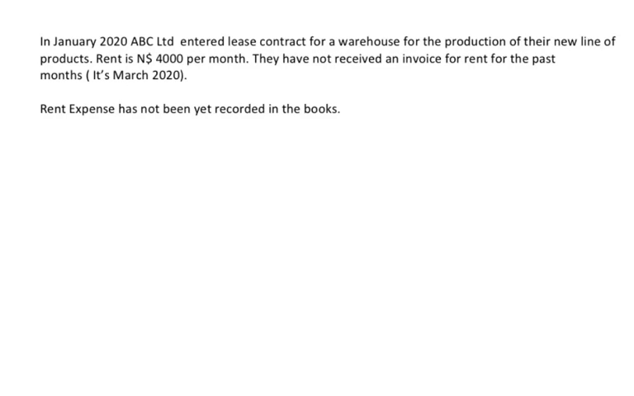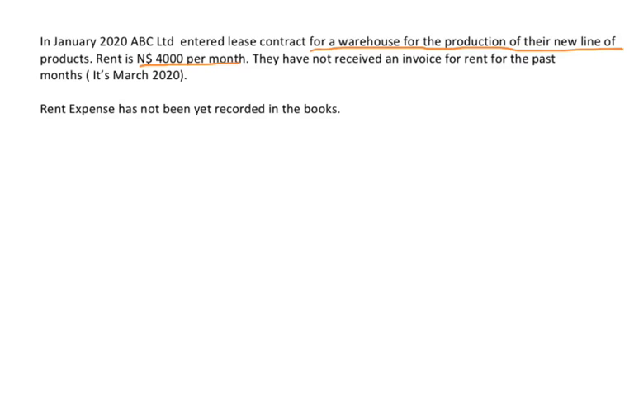In this video, we'll go over accrued expenses. So, in January 2020, ABC Limited entered a lease contract for a warehouse for the production of their new line of products. The rent is $4,000 per month. This means we are dealing with a rent expense. And they have not received an invoice for rent for the past month.